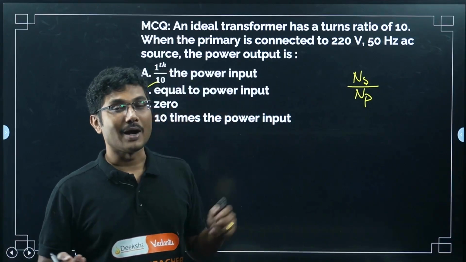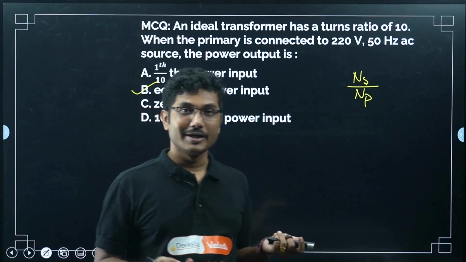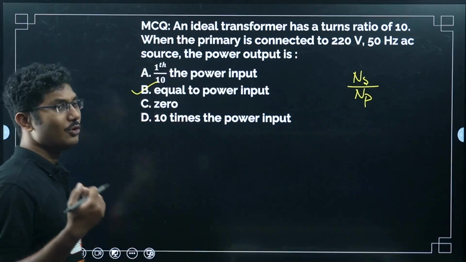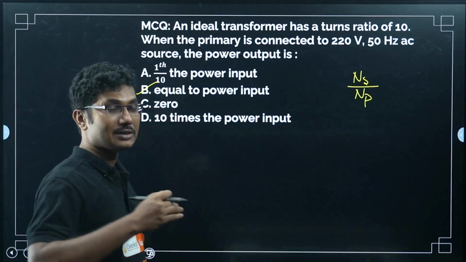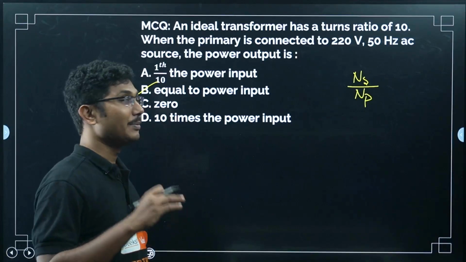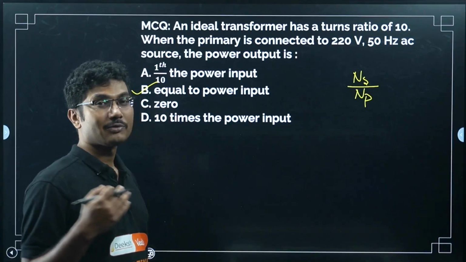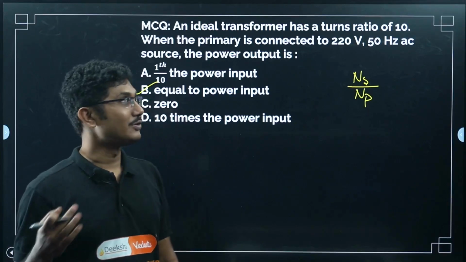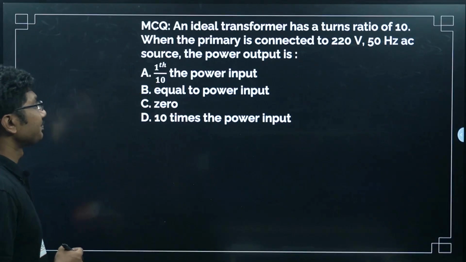So that is why power cannot be created or destroyed, right? So power has to remain constant. So power output equals power input. Some power is lost in the form of heat, that is a separate thing, but in an ideal transformer no loss is happening. In that case you have to write power input is equal to power output.